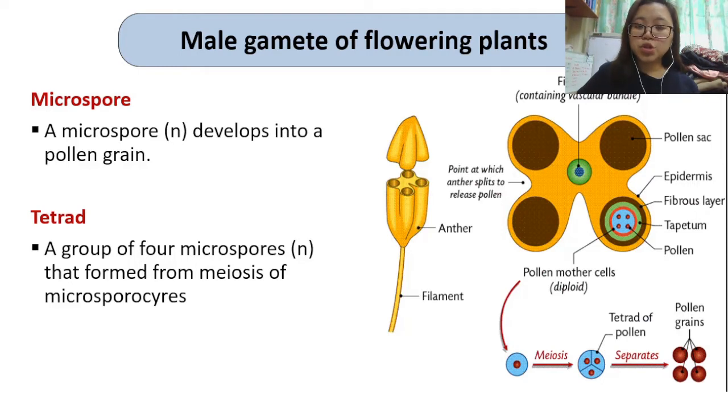Another word that you should learn here is the tetrad. A tetrad is a group of 4 microspores that form from meiosis of microsporocyte. So masa microsporocyte menjalani meiosis, dia akan hasilkan 4 biji microspore. Bila 4 biji microspore itu duduk sama-sama, kita panggil dia sebagai tetrad. Okay, so that is a tetrad.